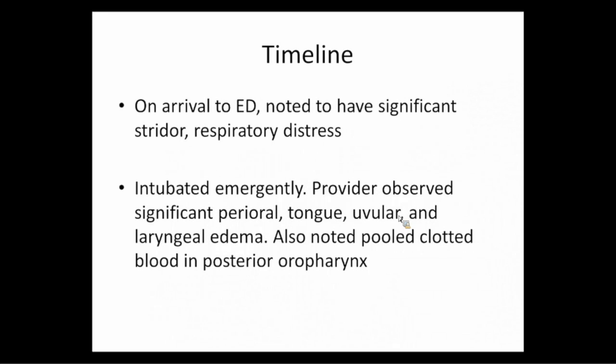On arrival to the hospital, the team in the ED noted that he had significant stridor. He was in respiratory distress, breathing very quickly and labored. He was intubated emergently for respiratory distress as well as airway protection. The provider documented that he had a lot of perioral, tongue, uvular, and laryngeal edema. On intubation, they also noted some pooled, clotted blood in his posterior oropharynx.